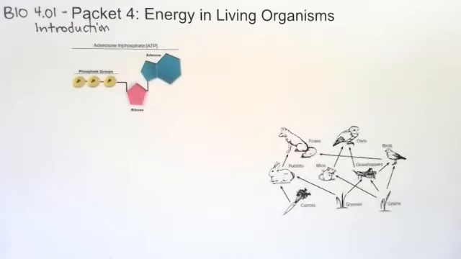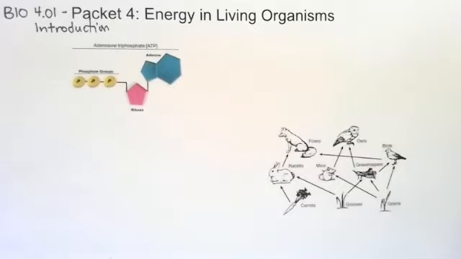This is the first lesson in packet number 4 for biology, energy and living organisms. What we're going to do in this packet is talk about what kind of energy living things need and where it comes from, both for plants and for us. We're going to start off with the first 2 pages, which are pretty much review. We've talked about them either earlier in this class or in other classes.